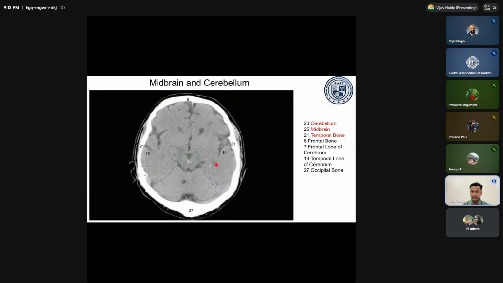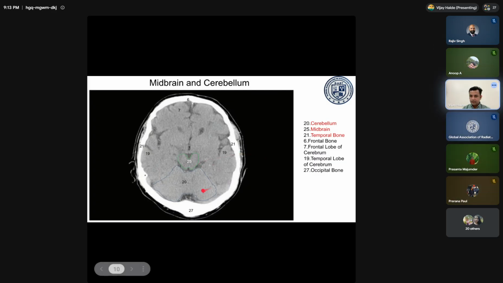So moving inferiorly, we are able to see the midbrain and cerebellum. This number 20, blue colored region is the cerebellum. Number 25 is the midbrain. This section demonstrates the transition between the cerebrum and brainstem. Here, the midbrain is the superior part of the brainstem and connects the cerebrum with the pons.